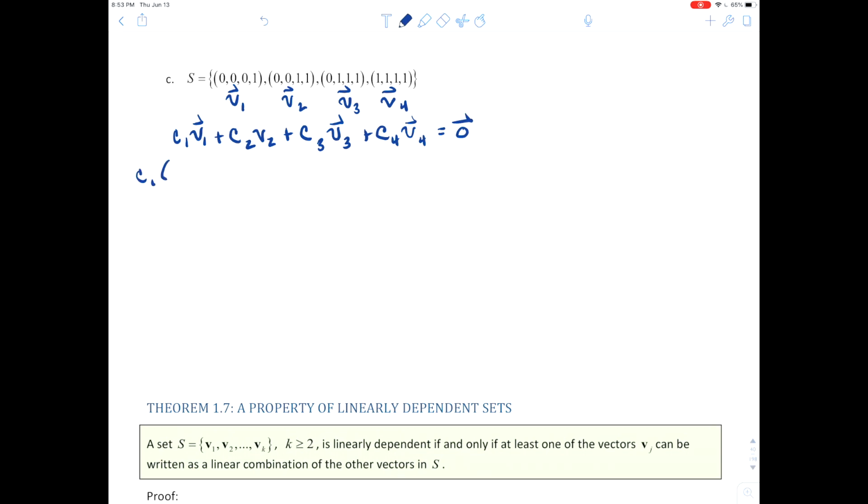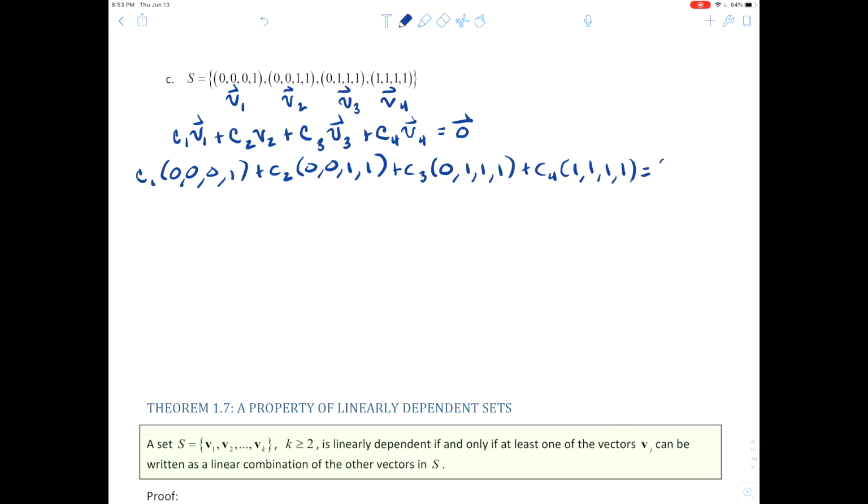Well, writing it out, we'll have C1 times 0, 0, 0, 1 plus C2 times 0, 0, 1, 1 plus C3 times 0, 1, 1, 1 plus C4 times 1, 1, 1, 1. And what's the 0 vector in this space? Awesome. 0, 0, 0, 0. We're in 4 space. Cool, cool?